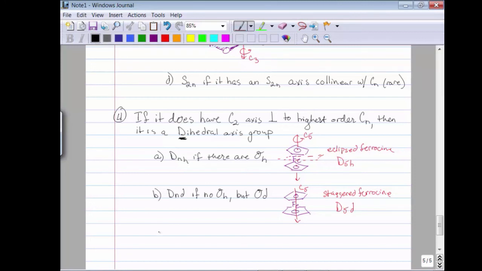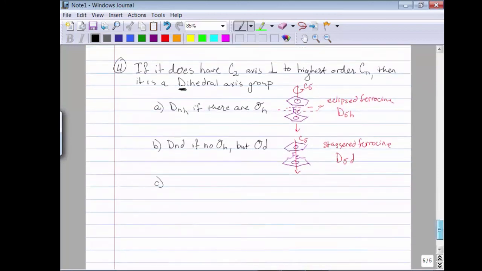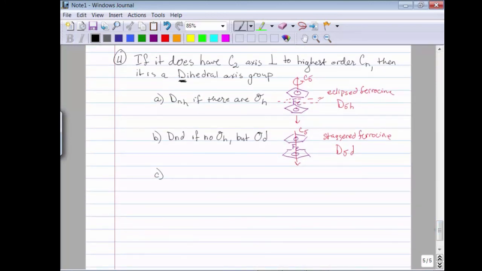And then the last one in this group is Dn if there are no mirror planes. An example of this is when you have an octahedral complex where the ligands are chelates. So this would be a bichelate or a bidentate chelate, like ethylene diamine.